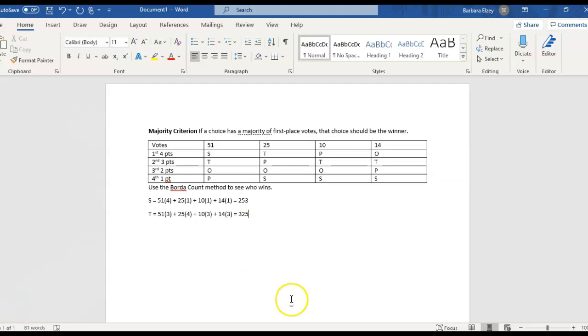All right, so now let's go to O. For the 51, O is in third place, which is 2 points. For the 25, O is in third place, which is 2 points. For the 10, O is in third place, which is 2 points. And for the 14, O is in first place, so that's 4 points. Now let's add that up, and that gives 228.